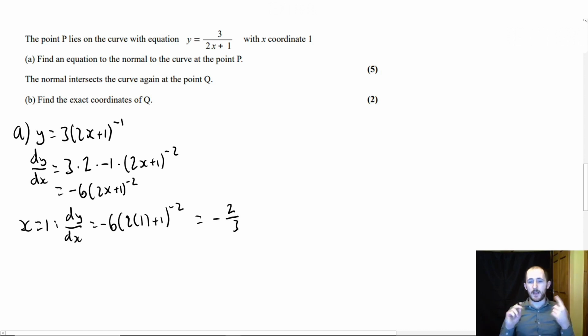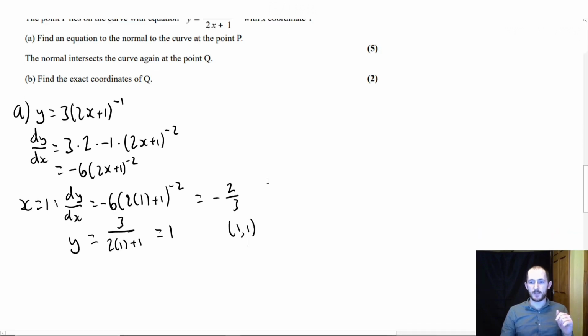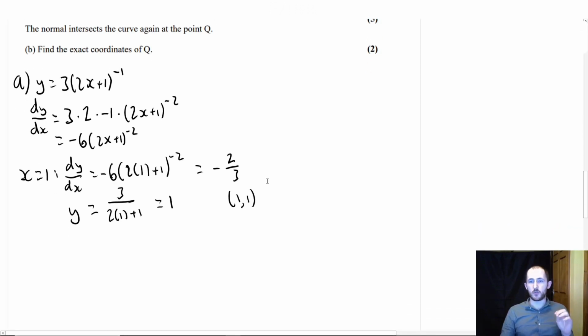Okay. Now, there is something else that we need to know, which is the y-coordinate of point P. When x equals 1, y is equal to 3 over (2 times 1 plus 1), which is 1. So the coordinates here are just (1, 1). That's quite easy. It says find an equation of the normal to the curve at the point P.